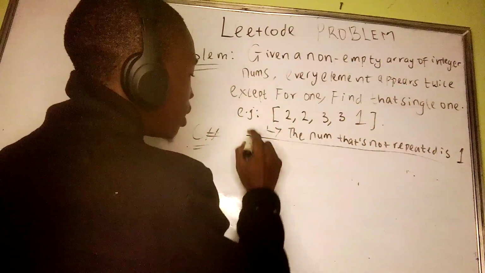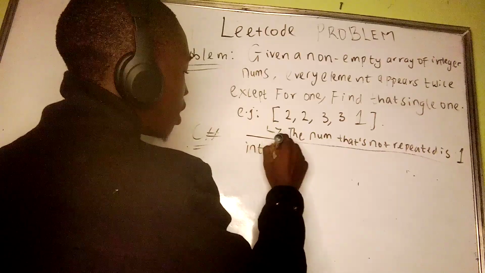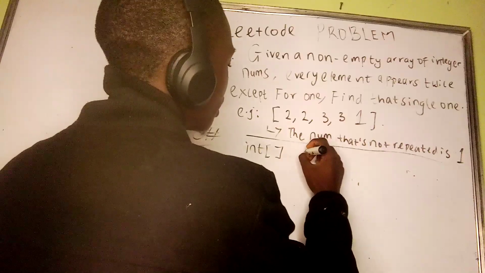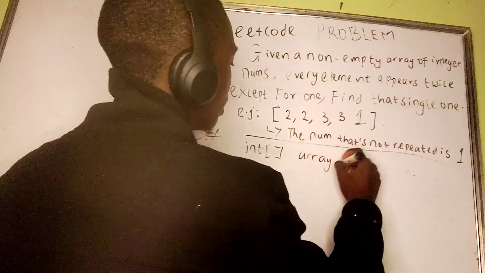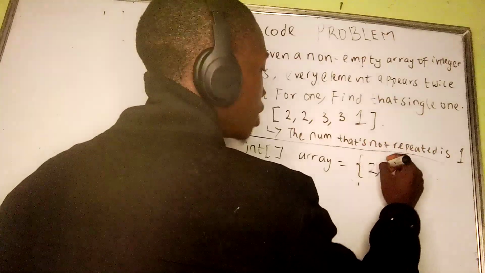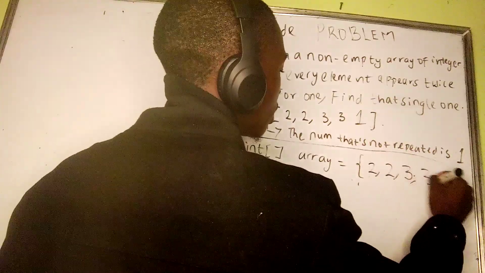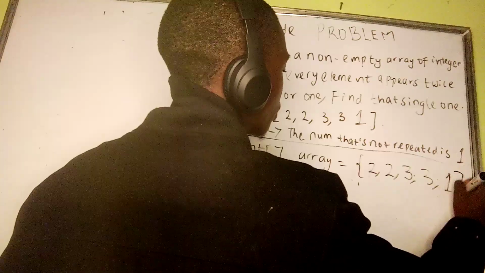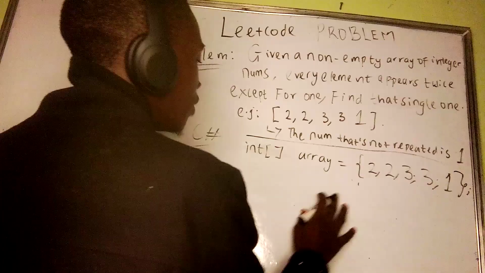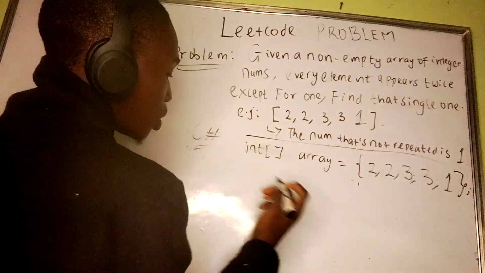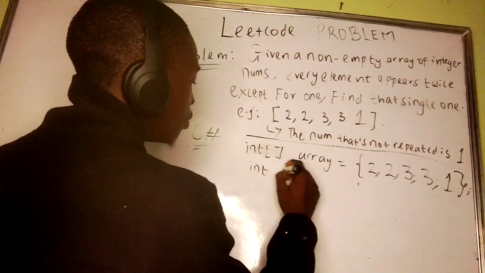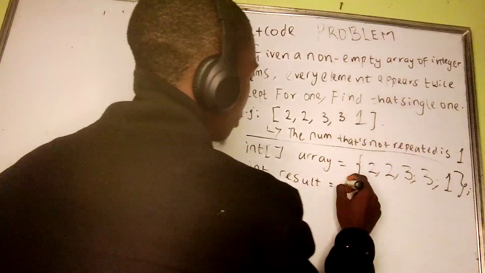So first things first, I create an integer array, and let me name this array nums. Let's use the example LeetCode gave us: 2, 2, 3, 3, and then 1. I want to write an algorithm that will be able to print out this one. Then I want a variable called result so that I can store my result in it. So I will call that int result, and let me just equate it to 0.